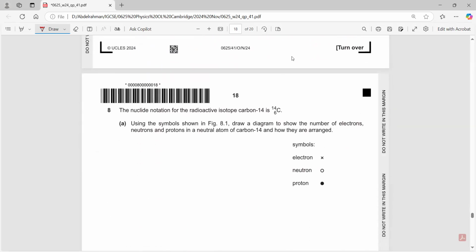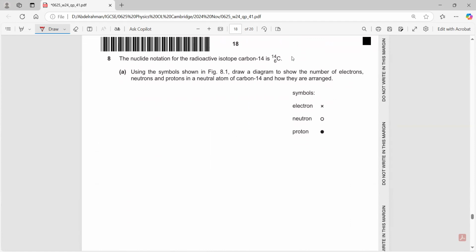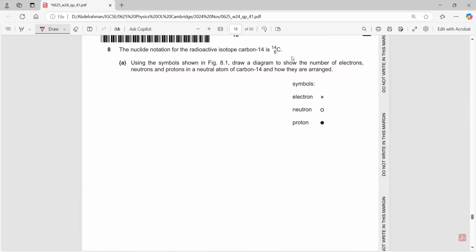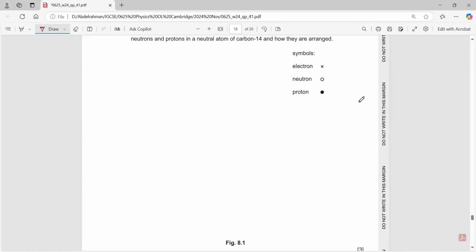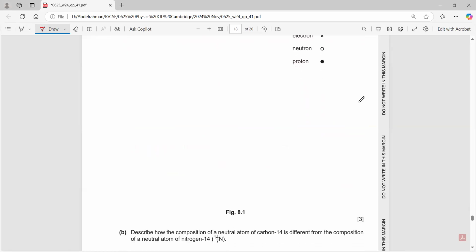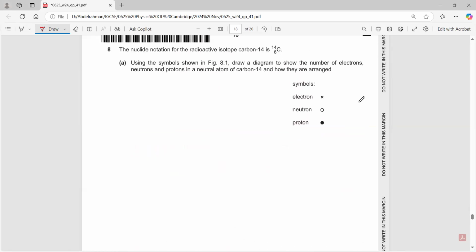Now, question 8. The nuclide notation for the radioactive isotope is carbon-14, with 6 protons. Use the symbols. Can I draw an atom? This is a chemistry question. 3 marks just to draw some symbols.